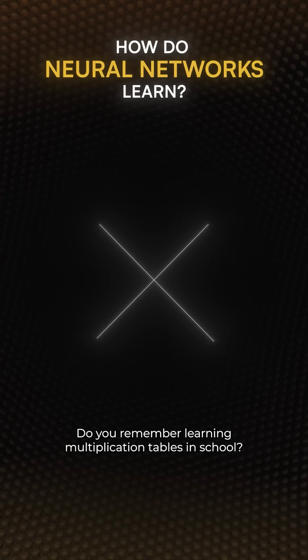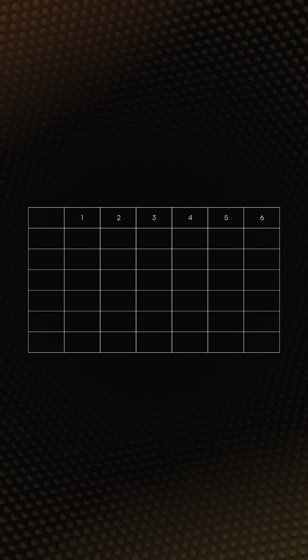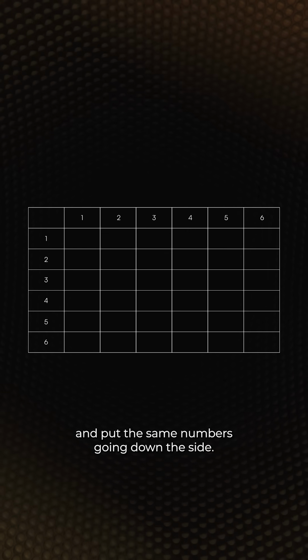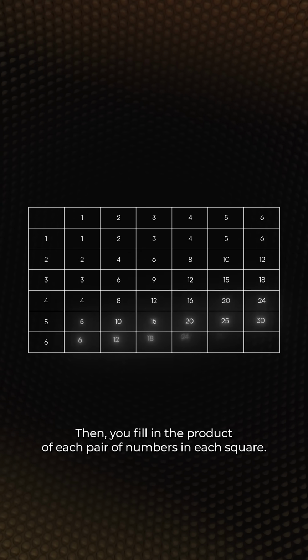Do you remember learning multiplication tables in school? You lay out the numbers, say 1 through 6, going across a table, and put the same numbers going down the side. Then you fill in the product of each pair of numbers in each square.